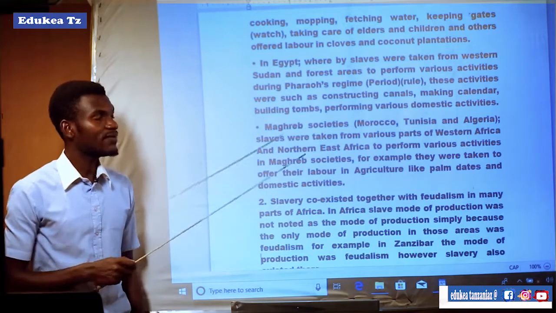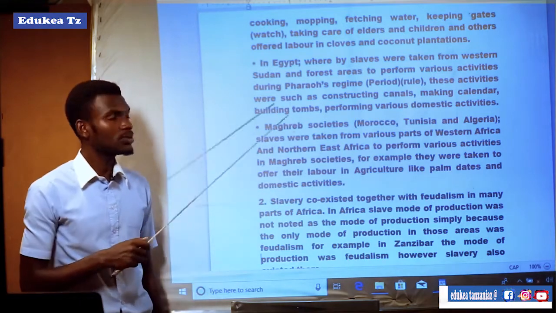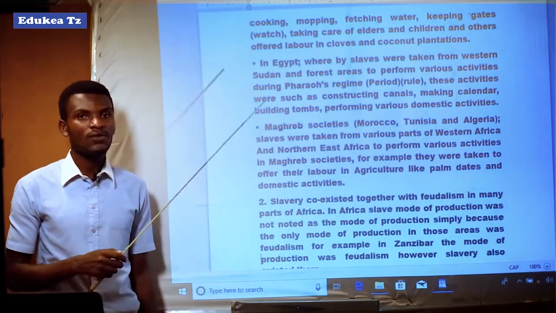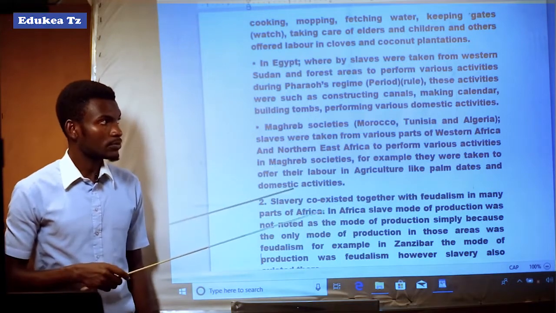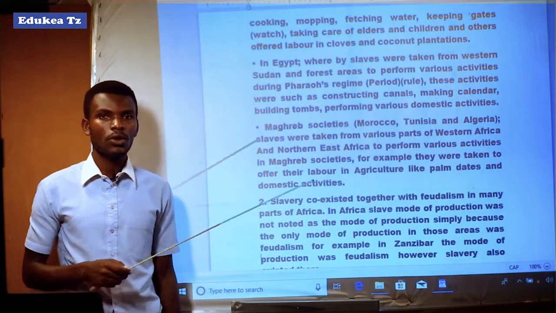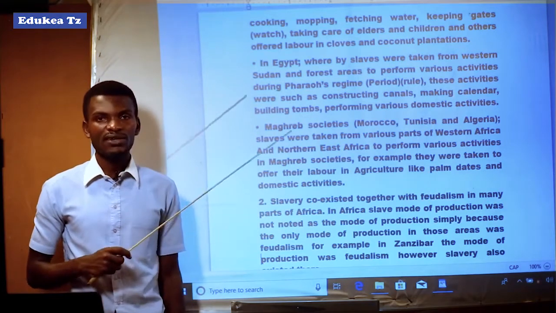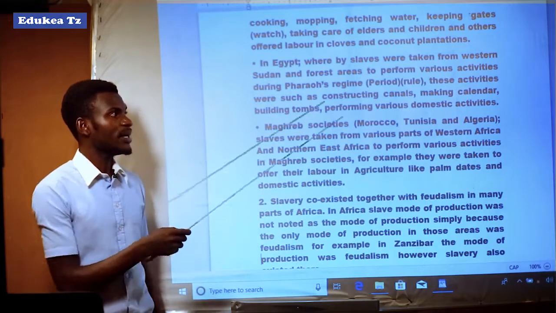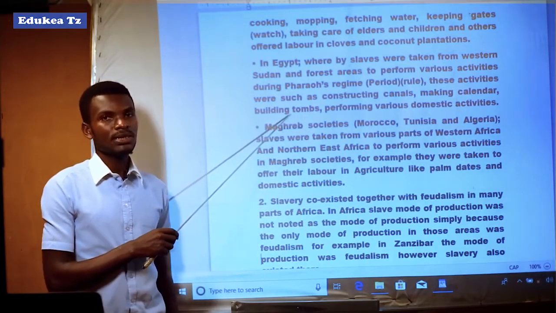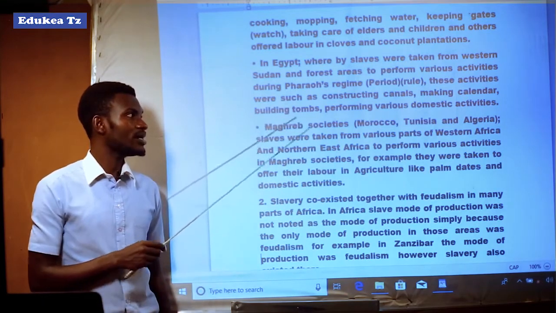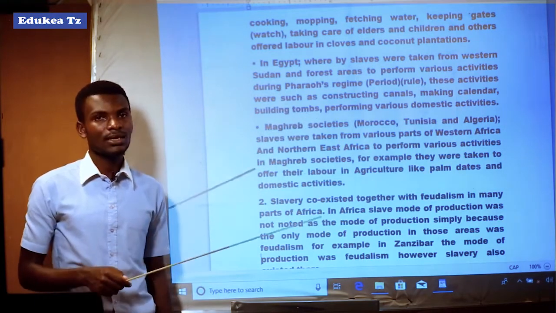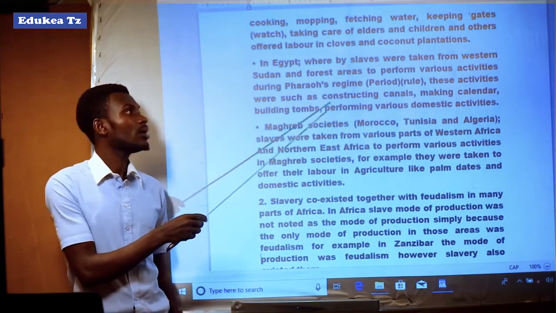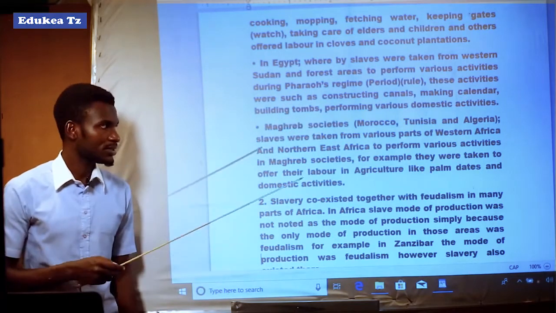It means that the slaves were taken from Western Sudan and other forest areas to Egypt to perform various activities during the Pharaoh's rule. And they performed different activities like constructing canals for transportation in water bodies, making the calendar, building tombs for the people who had died, performing various domestic activities like cooking, washing clothes, and taking care of people in the Pharaoh's families.